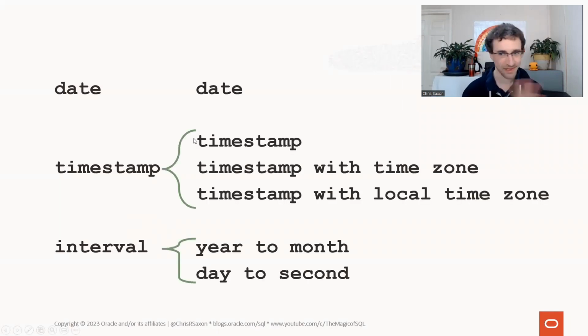Now, for timestamps and intervals, there are also some subtypes. Dates are always just plain dates, but timestamps can be categorized as plain timestamp, a timestamp with a time zone, or a timestamp with a local time zone. So we can add extra time zone information in there. And in Oracle database, intervals are either year to month or day to second. You can't have years all the way down to seconds in terms of the precision related to them. So we'll look at these in a bit more detail in a second.